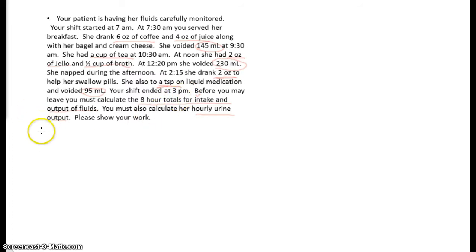So I'm going to sort my information into 2 columns. I have the intake, and over here give myself some room to do conversions. I have output. So I'm going to go back through and just record the information that I've underlined or circled. So under intake, she had 6 ounces of the coffee. She had 4 ounces of juice. And output there was 145 mLs.